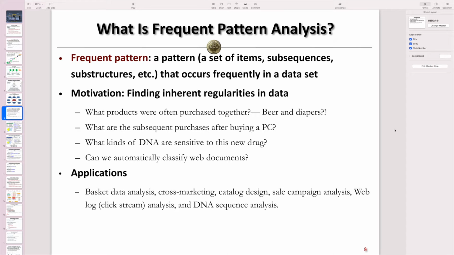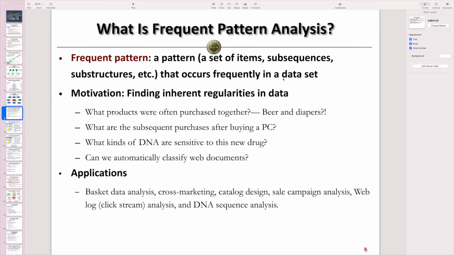What are the patterns we can get from the data we store in database systems? It is a very important problem in this area when we are studying data mining. So what is a frequent pattern? A frequent pattern is a pattern that occurs frequently in a data set. What do we mean by a pattern? A pattern denotes a set of items, a subsequence, or some structures which exist in the data we can get from a database system. We want to find frequent patterns which occur frequently in the data set, which is the target of this problem.